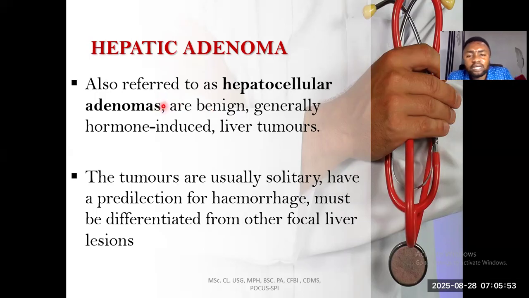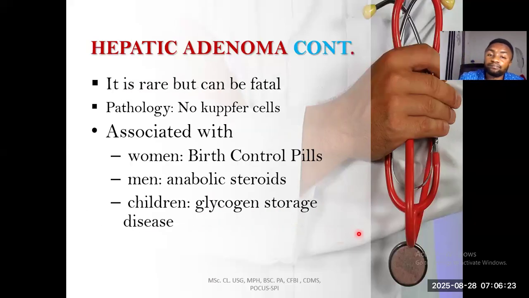All right. So in the liver, we call it hepatocellular adenoma. They are benign, generally hormone-induced liver tumors, because it's about hormones. So they are hormonally what? Induced. The tumors are usually solitary, meaning one, have a predilection for hemorrhage, meaning they can rupture and cause bleeding, and must be differentiated from other focal lesions. You have to be able to differentiate adenoma from other lesions.